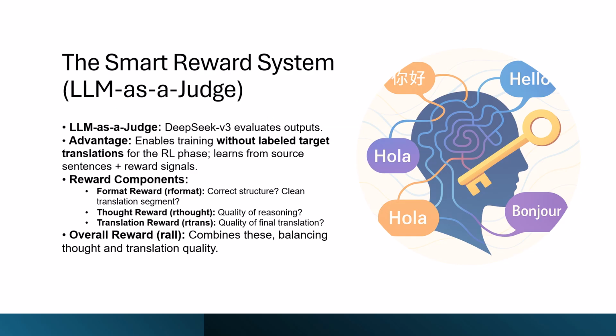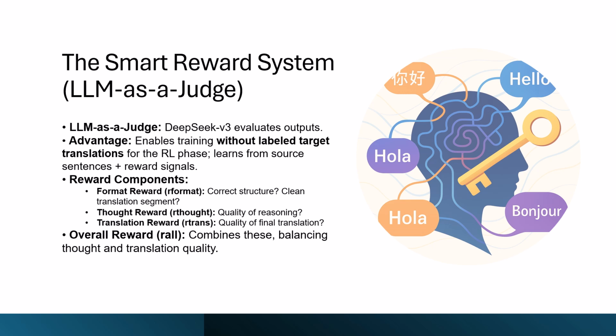So the LLM-as-a-judge concept is central to DeepTrans. By using DeepSeek version 3 to evaluate its own outputs, DeepTrans can learn and improve without needing a massive dataset. We don't need a perfect human translation for every example. Instead, it just learns from the source text and the feedback, or the reward, that it gets. The reward is broken down into three parts.